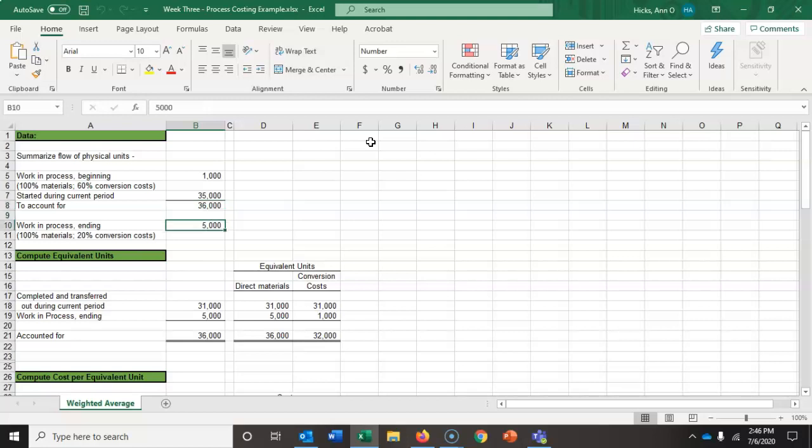At the end of the accounting period, we have 5,000 units in work in process. Those units are 100% complete as it relates to materials and 20% complete as it relates to conversion costs. So what we're doing with process costing, again, is trying to allocate our costs to the various units. For process costing, we effectively have a three-step process.